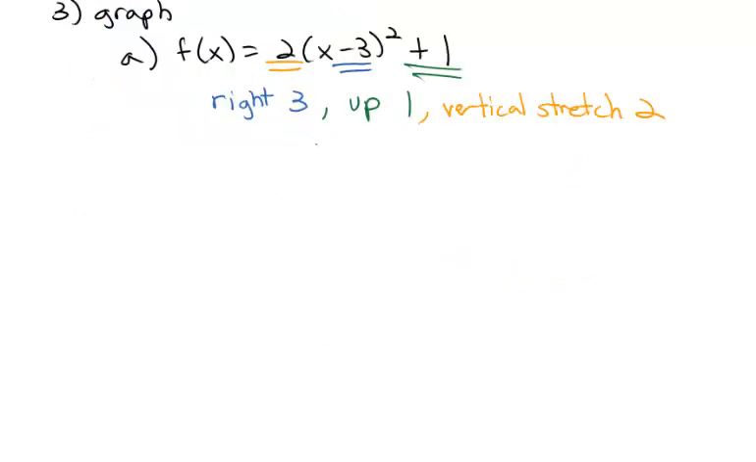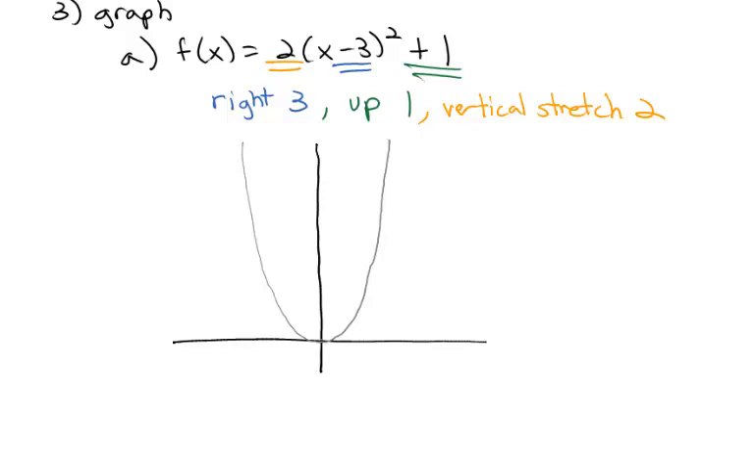Using that information, the original graph, which I'm going to put in gray here, looks like that, with the vertex at (0, 0), and then we've got the points (1, 1) and (-1, 1). That's the original graph. My new graph I'm going to put in pink. It's going to move to the right 3 units and up 1 unit. So my vertex moves right 3, up 1. That is my new vertex.